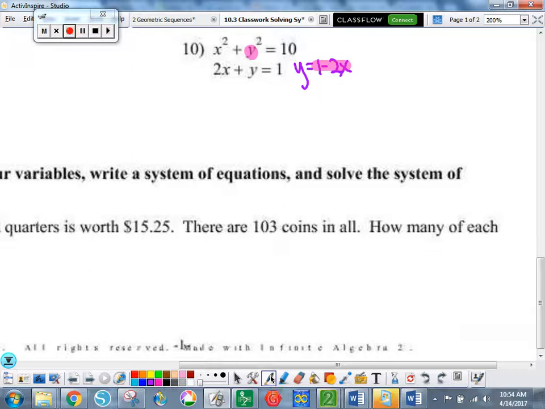All right, foil it. Have we done that yet? Yeah. So 1 minus 2x times 1 minus 2x. So 1 times 1, 1 times a negative 2x. Negative 2x. Is that okay? Yeah. And then negative 2x times 1. And then plus 4x squared. So what do I do with this garbage?